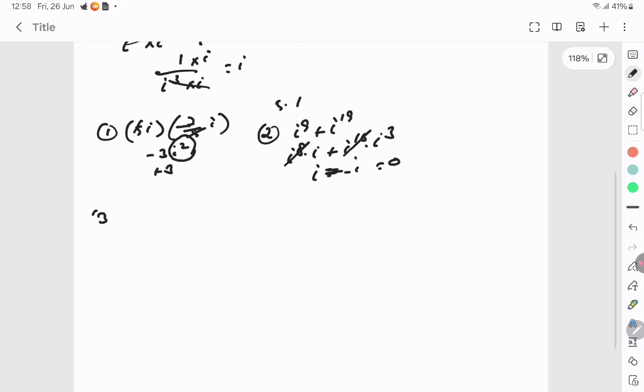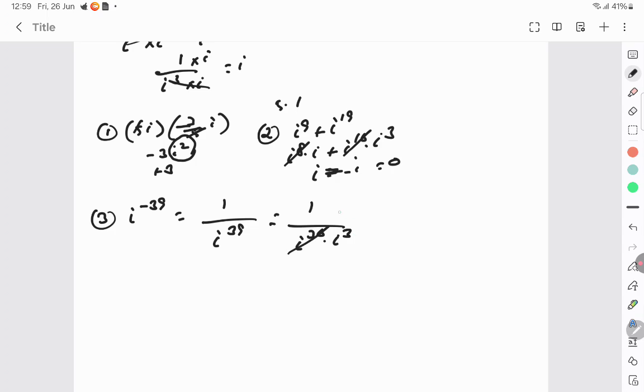So let's go to next sum. i to the power minus 39 is 1 by i to the power 39, which is 1 by i to the power 36 into i to the power 3. This is 1. Multiply and divide by i. Answer itself is i.